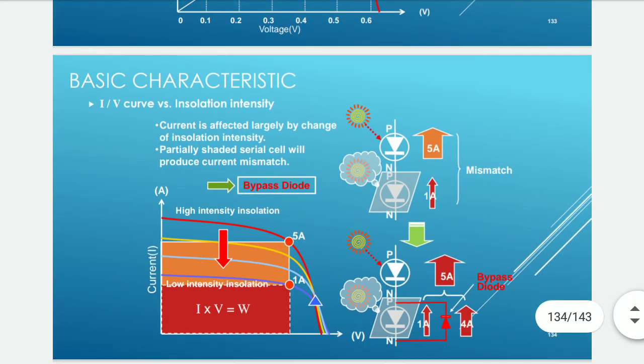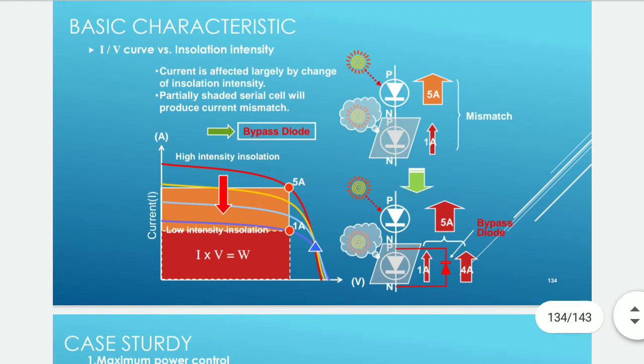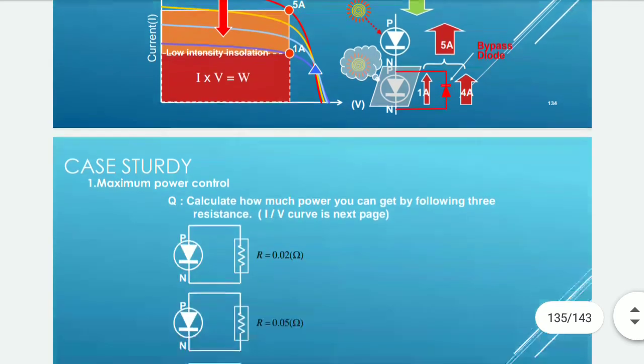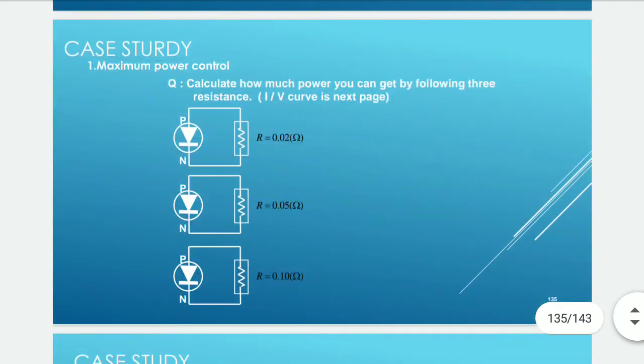Basic characteristics: the IV curve current is affected largely by change in insolation intensity. Partially shaded series cells will produce current mismatch. Low intensity, high intensity, that is the point. Bypass diode mismatch.